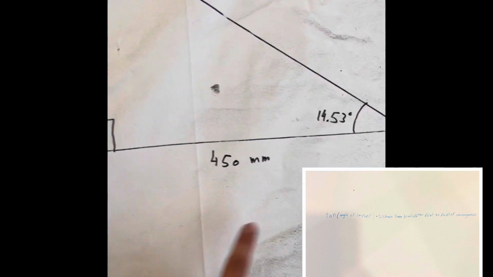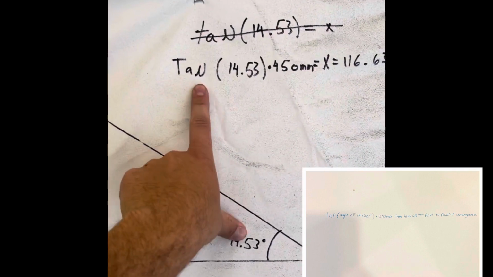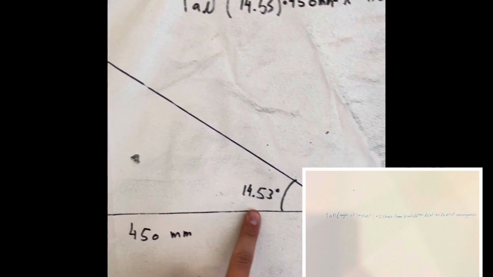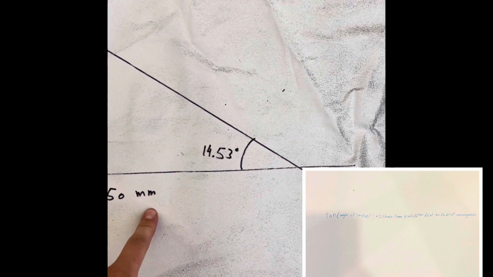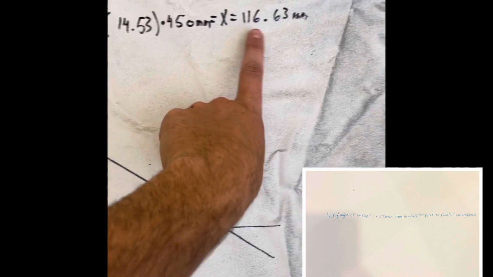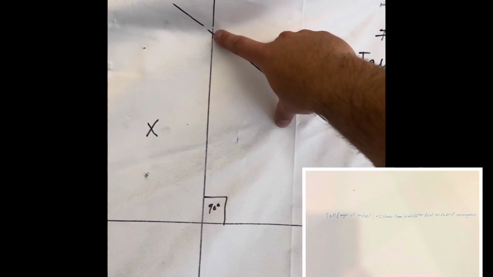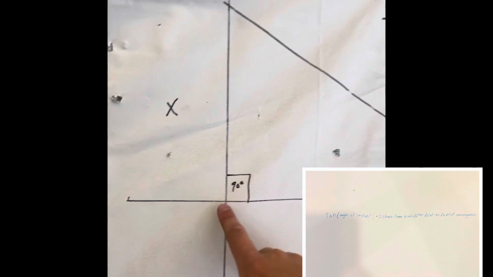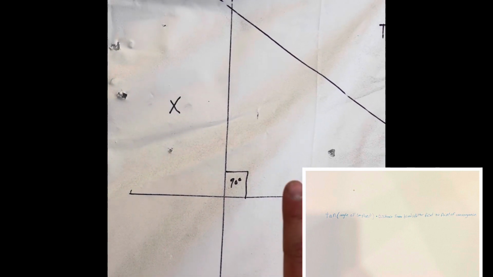Now we plug all of this information into this equation. Tangent times 14.53, our average angle of impact. Multiply this by, not the hypotenuse, but call this side A, 450 millimeters, to get 163.6 millimeters. 163.6 millimeters is the distance from the wall to where our angle of impact was from, which is about 4 3/4 inches.